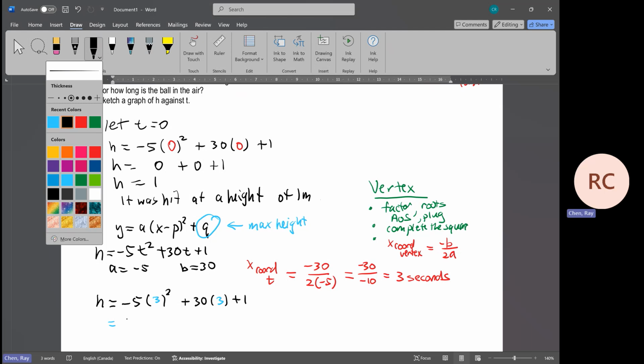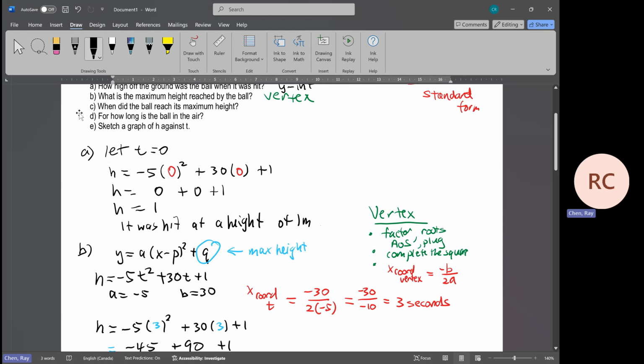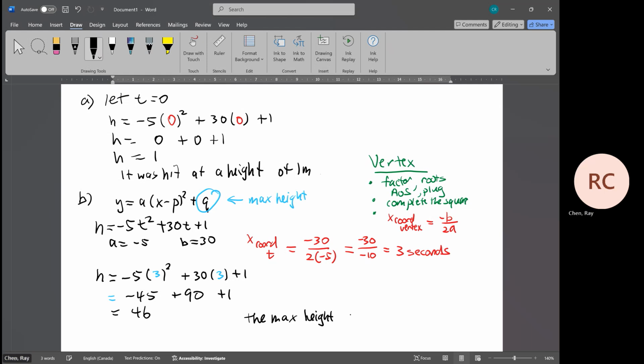We have negative 45 plus 90 plus 1. Just making sure I have this done right. I don't want to make a mistake. The height is 46. So the answer for question B, let's just scroll up to make sure I got the right question. What is the maximum height reached by the ball? The max height is 46 meters. Question C, we already actually answered.